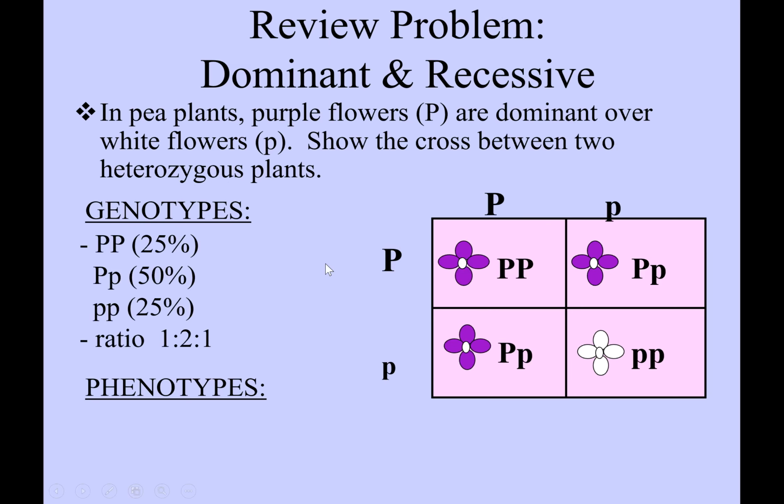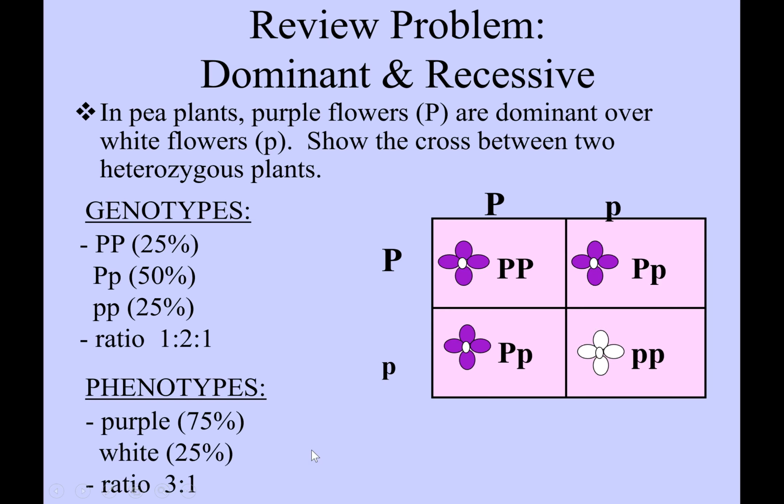For my genotype ratios, I have a 25% chance for homozygous dominant, a 50% chance for heterozygous, and a 25% chance for homozygous recessive, and that would be a 1 to 2 to 1 ratio. In terms of the phenotype ratios, I have a 75% chance of having purple offspring and a 25% chance of having white flower offspring. And that would be a 3 to 1 ratio.